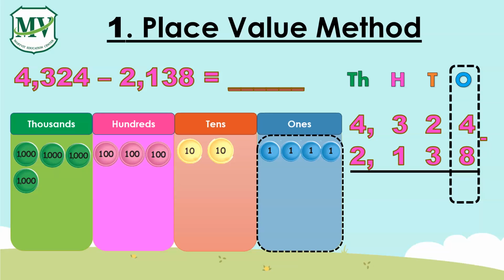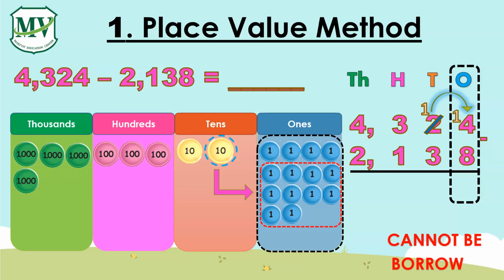Subtract the ones. 4 ones minus 8 ones cannot be. We need to borrow from the next place, tens. 2 tens becomes 1 ten. We regroup 1 ten into 10 ones. 14 ones minus 8 ones is? Count with me. Let's take away 8.